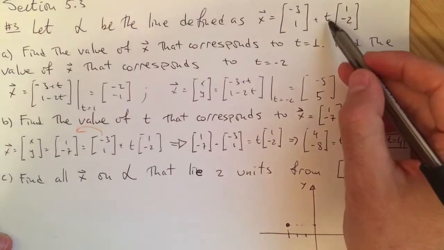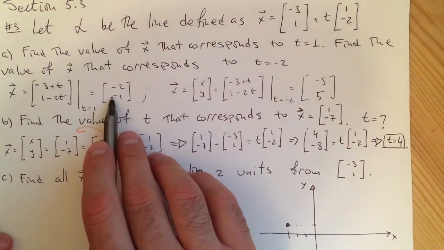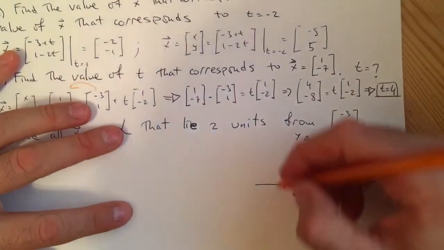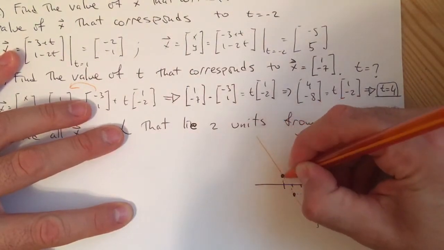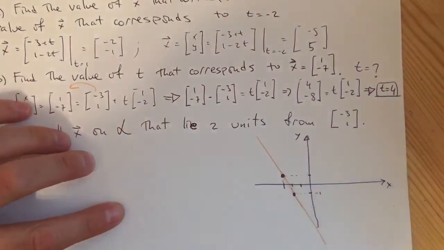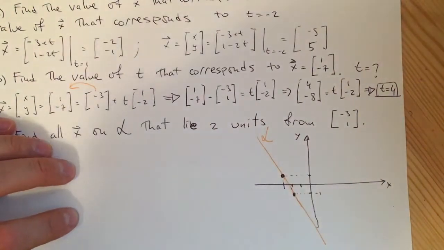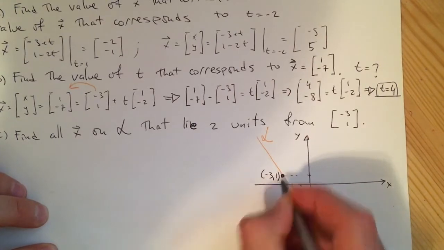Okay, so let's say t is equal to 1. There you go, we have another point right here. We found 2 different points in part A, so that's (-2, -1). This is the second point here. So the line L looks like this. And this is the point here, (-3, 1), this point right here.